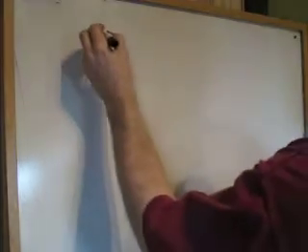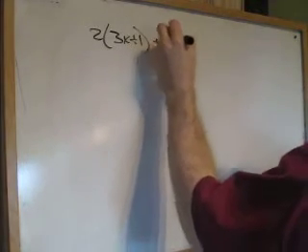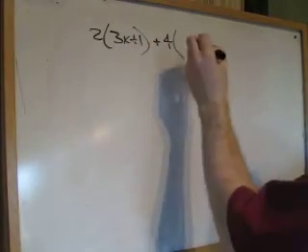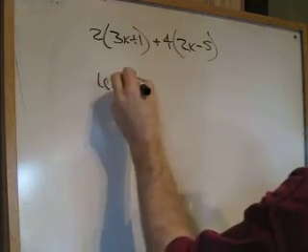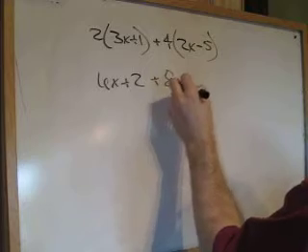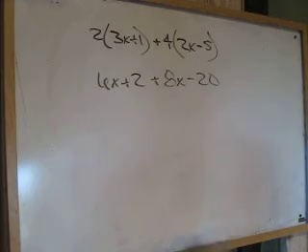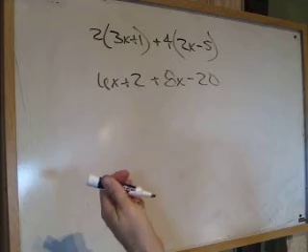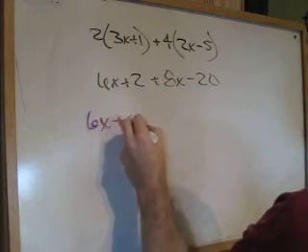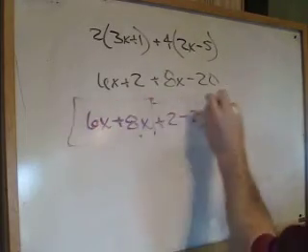Alright, so let's look at one with some multiple distribution. 2 times 3x plus 1, and let's add 4 times 2x minus 5. When we do that, we get 6x plus 2 plus 8x minus 20. And we combine those like terms. Now, sometimes it's easier to put the like terms together, rewrite it, and change it to 6x plus 8x plus 2 minus 20. And then your like terms are together.